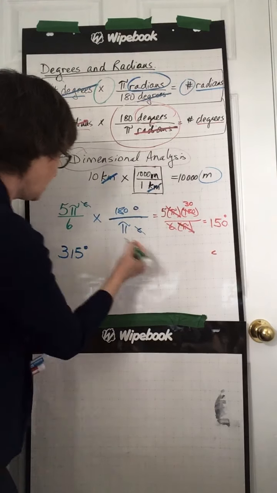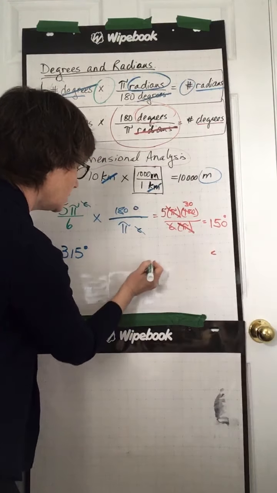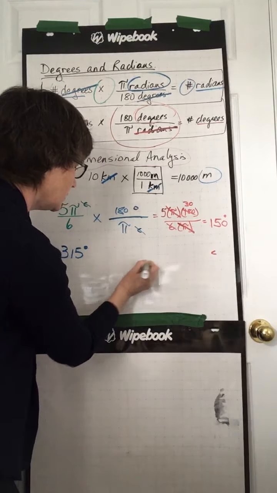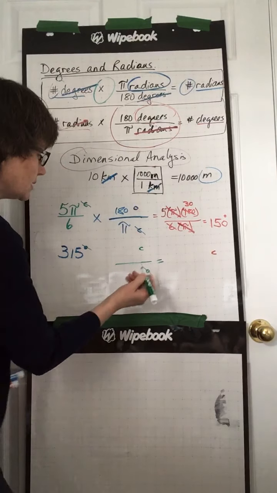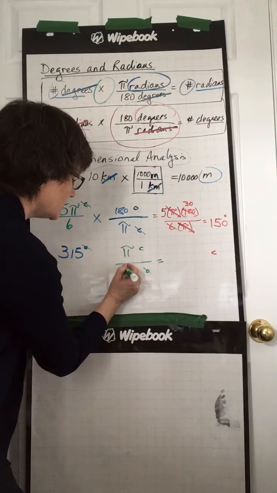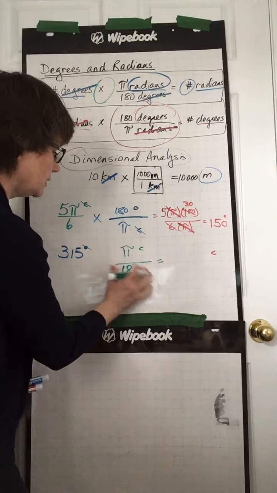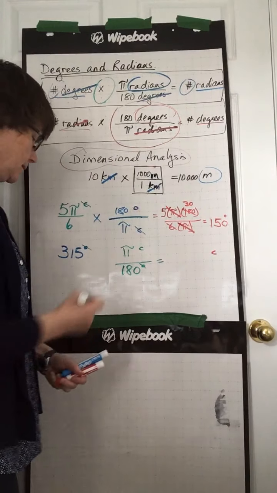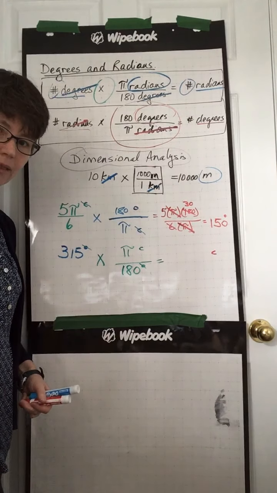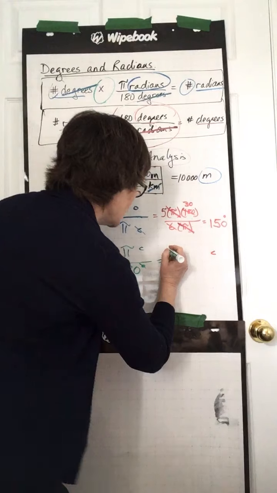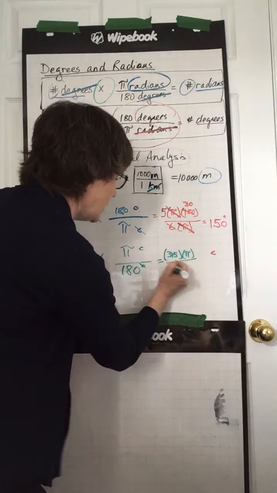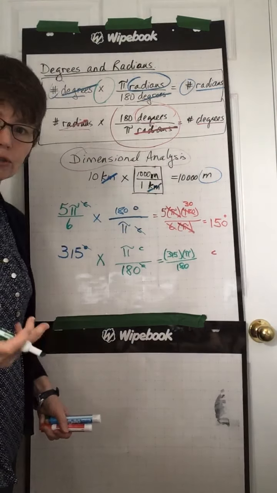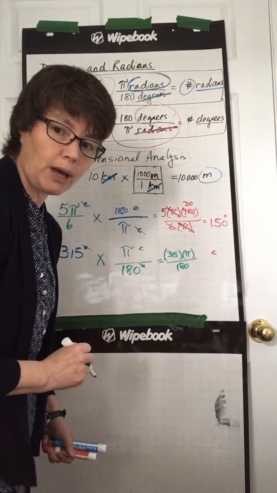We need to have degrees in the denominator this time so that these will cancel. We need to have radians in the numerator so that we end up with radians over here. And so the equivalency that we use is pi radians is 180 degrees. So we multiply again by that equivalent fraction. If you want to, again, you can write it all here together: 315 multiplied by pi over 180, and then reduce that fraction. It's going to have a pi in it.